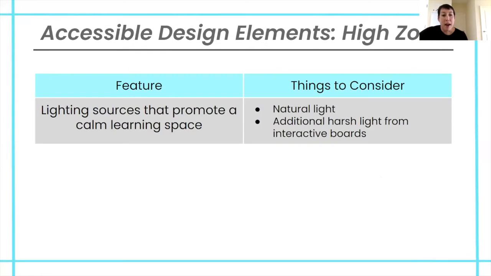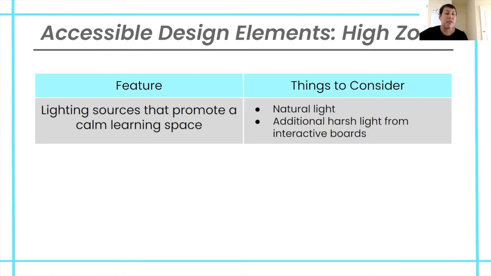So let's talk about accessible design elements by separating our space into three zones. I like to think of them as the high zone, the middle zone, and the low zone. These are strategies that I use in my own classroom, and we'll start with the high zone.